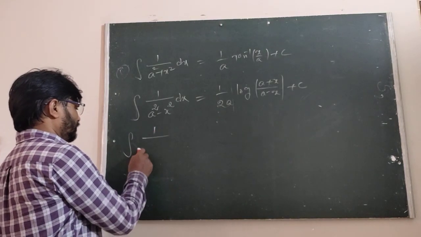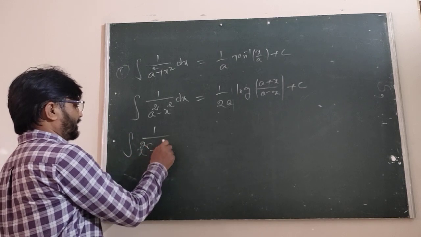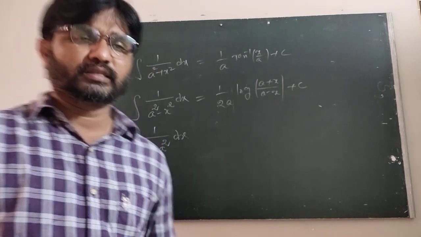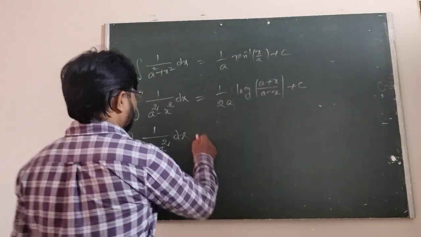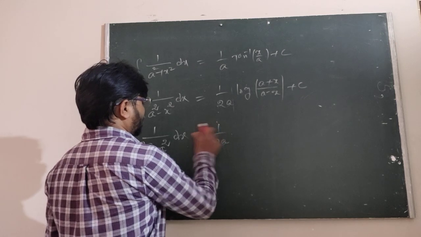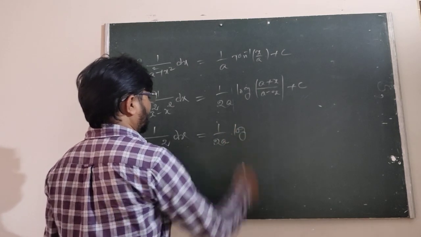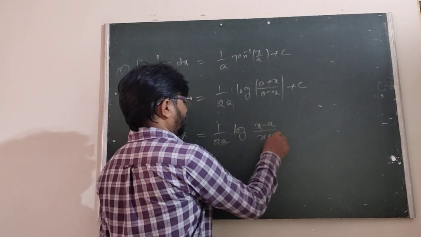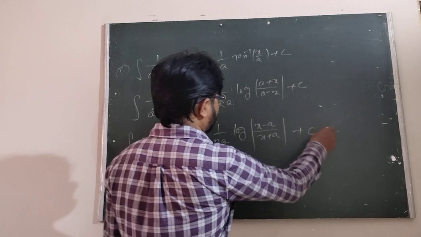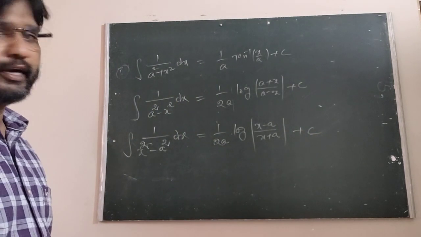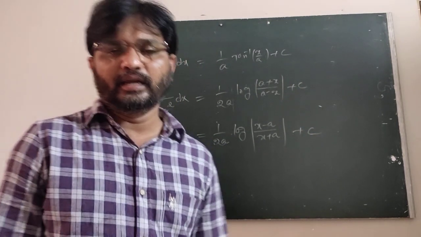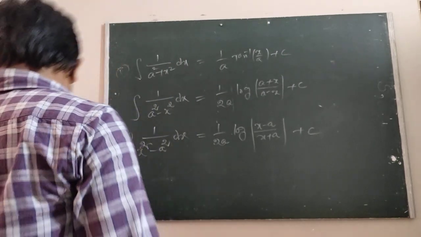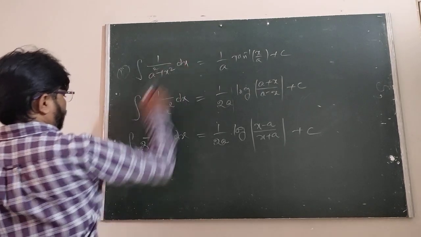Integral 1 by x square minus a square dx. The integral 1 upon x square minus a square dx is 1 by 2a log mod of (x minus a) by (x plus a) plus c. Now we are going to discuss the fourth one.